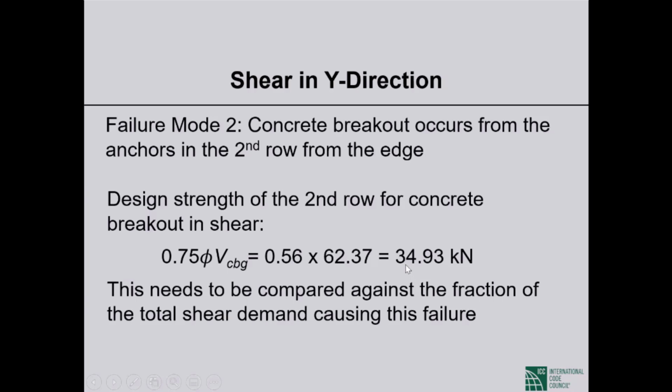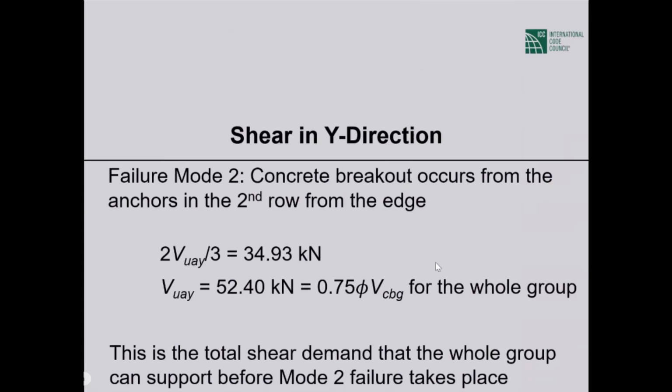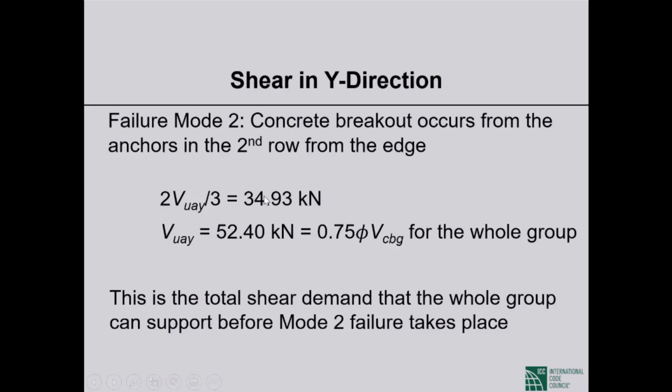The concrete breakout strength of the group of two in the middle, reduced by 0.75 and phi, comes to 34.93 kilonewtons. Remember, those middle two break out under 2/3 of the shear applied to the group. So the total shear demand that the whole group can support before mode 2 failure takes place, the middle two breaking out, is 1.5 times 34.93, which is 52.4 kilonewtons.